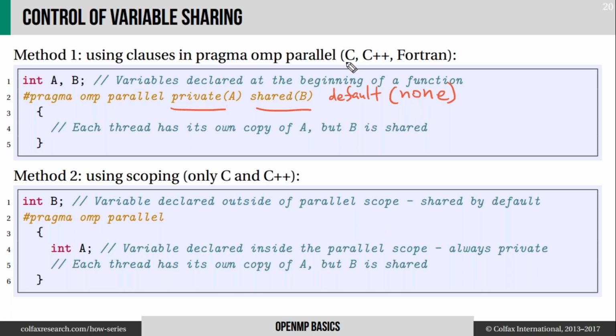This approach with clauses will work in all 3 languages of OpenMP. But in C and C++, you have an additional way to control variable sharing, using scoping. If you have a variable declared before a parallel region, then by default it is shared, and all variables declared inside the parallel region are by default private. Always private. Well, that is simply because each thread will produce this variable on its own stack.